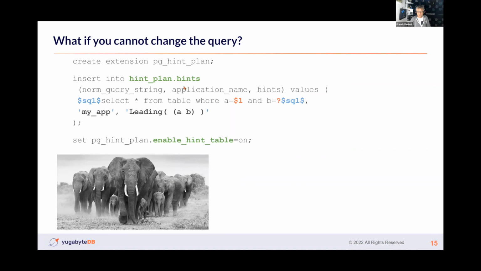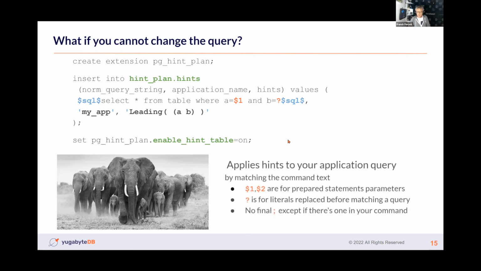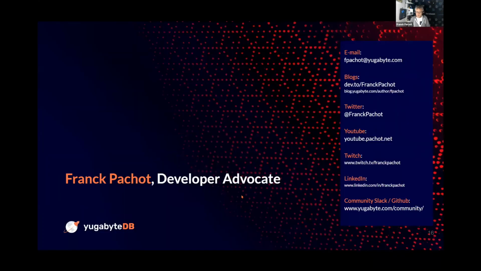So when you use this, you install it and you enable it. It's not enabled by default because it can change things. You need to have full control over it. It's important to understand that there can be a prepared statement in it. There can be question marks for literals, and there is no semicolon in it. That's what I have there. You have all the information about it.